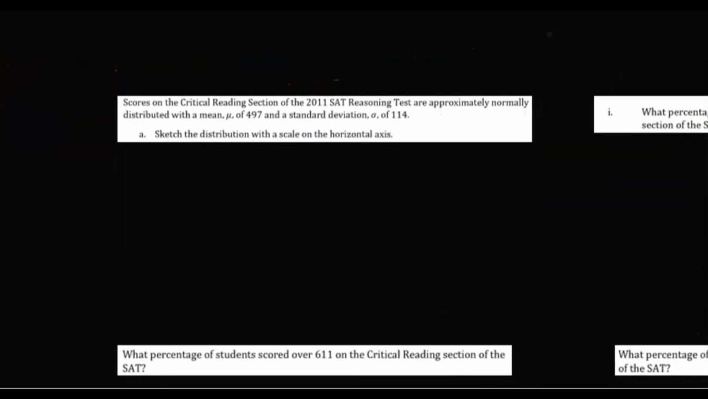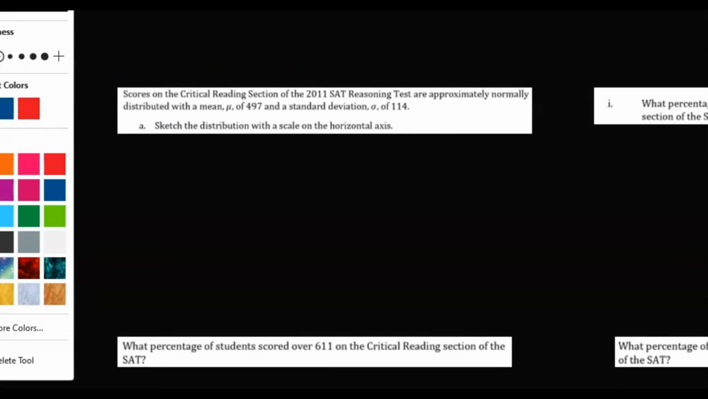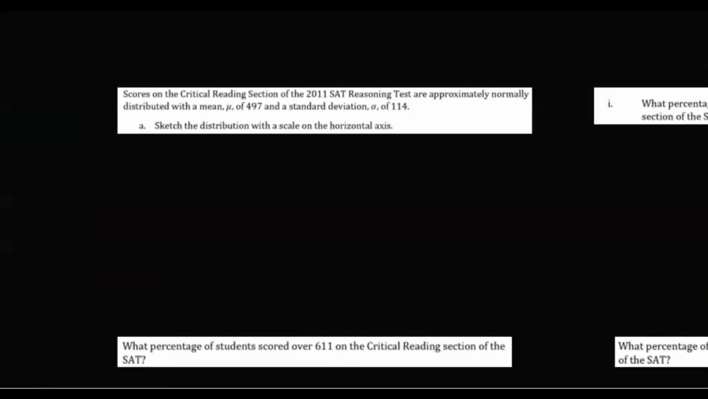So let's move on to a practice problem just to explain my thinking and how you're going to be approaching these problems. Let's use green this time. All right, so scores on the critical reading section of the 2011 SAT reasoning test are approximately normally distributed with a mean of 497 and a standard deviation of 114. Sketch the distribution with a scale on the horizontal axis.